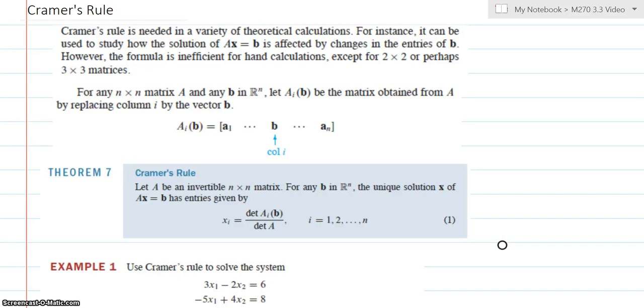This is Jennifer Martinez, and welcome to Cramer's Rule. Cramer's Rule is another method for solving systems, like the system that you see here in example 1.